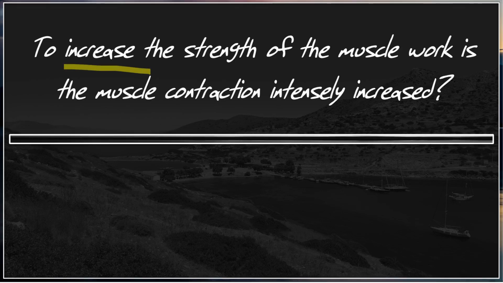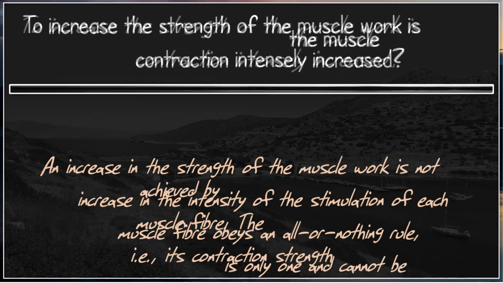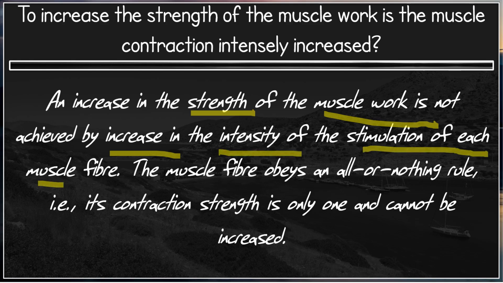To increase the strength of the muscle work, is the muscle contraction intensely increased? An increase in the strength of the muscle work is not achieved by an increase in the intensity of stimulation of each muscle fiber. Muscle fiber obeys the all-or-nothing rule, i.e., its contraction strength is only one and cannot be increased.